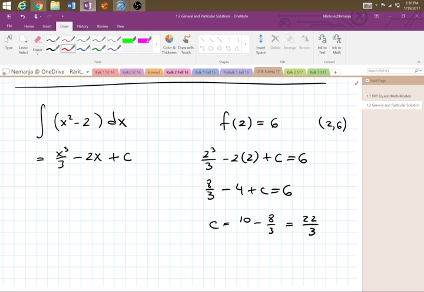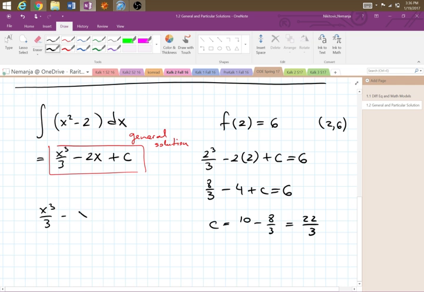So this one will be called the general solution. And x cubed over 3 minus 2x plus 22 over 3 will be called the particular solution. And obviously, in order to have the particular solution, you have to be able to compute that c. So you have to have an initial condition.